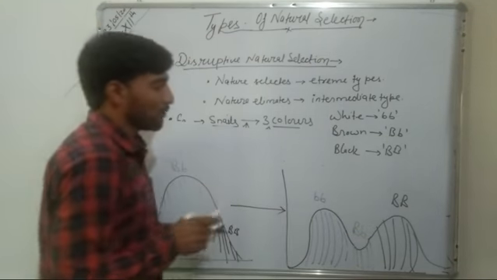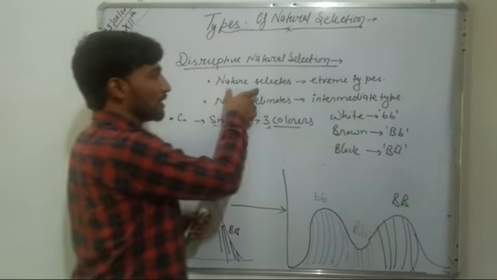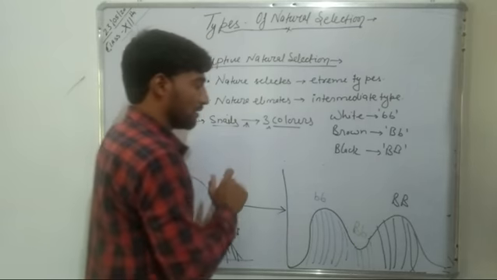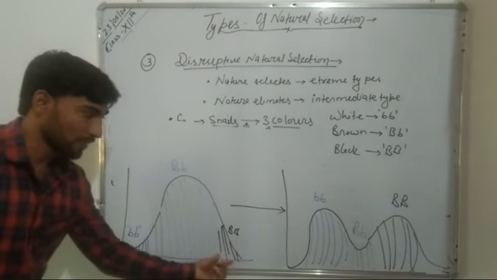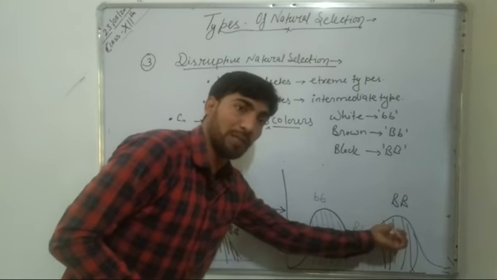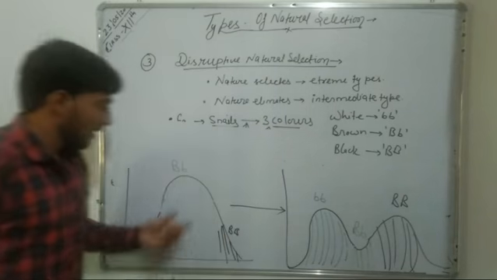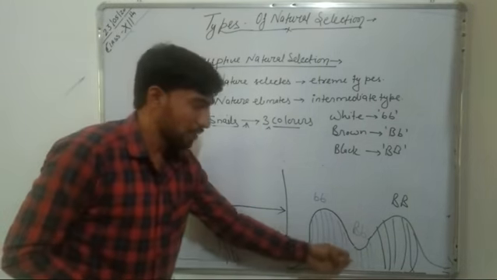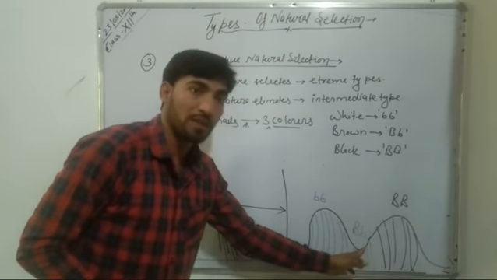Such a type of natural selection is known as disruptive natural selection, in which nature selects extreme types and nature eliminates the intermediate types. So in this case the extreme types are selected: small b and small b, capital B and capital B, that is white and black, increased in number, and the intermediate type decreased in number. So nature selected the extreme types and eliminated the intermediate types. Thank you, students.